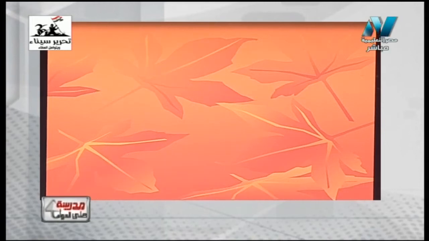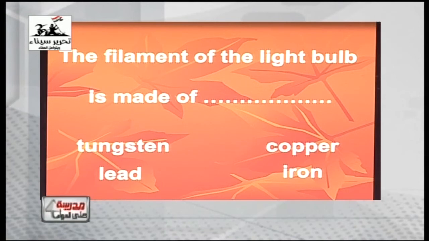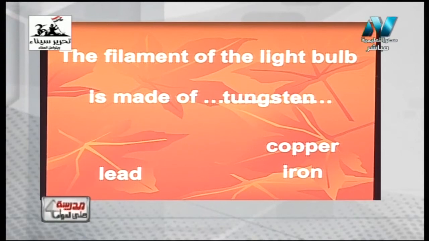Another question that says the filament of the light bulb is made of tungsten, copper, lead and iron. The filament of the light bulb is made of tungsten, copper, lead and iron. Sure, that's a very frequent question. It's made of tungsten. Why? Because tungsten has high melting point.